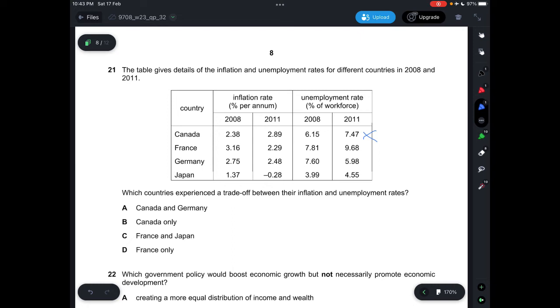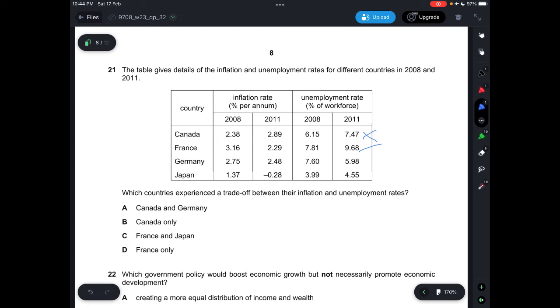For France, it's from 3.16 to 2.29, which means there's a decrease in the inflation rate and a decrease in aggregate demand. For unemployment rate, though, there's an increase, which is correct. That means there's a trade-off. For Germany, the inflation rate is from 2.75 to 2.48, but then the unemployment rate is from 7.6 to 5.98, which means that despite the decreasing inflation rate, the unemployment rate decreases.